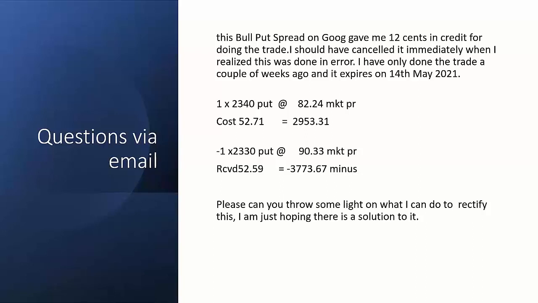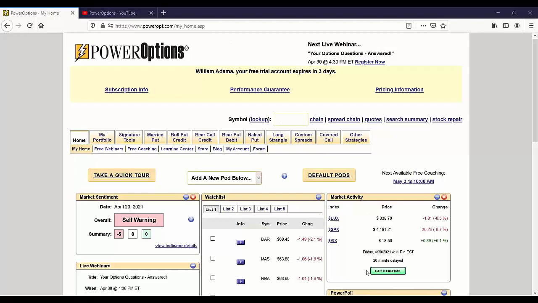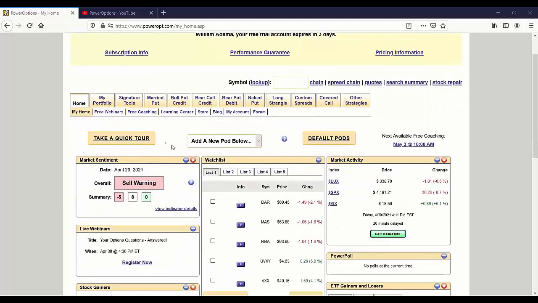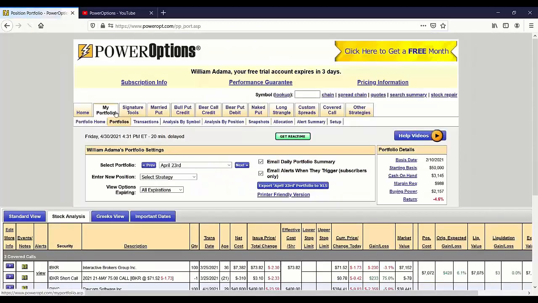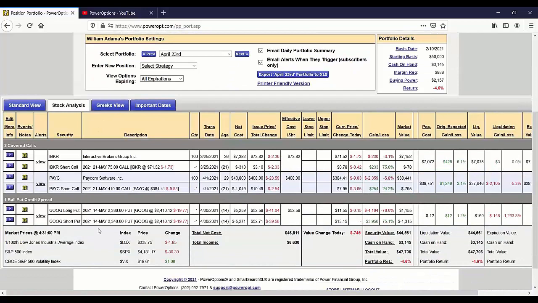Okay, here we go. Great. Okay, so taking a look now at Power Options, we're looking at the main home menu where we start on any trial account or subscriber account. To start, I'm going to go to the Portfolio Tools where we're tracking the position as entered. Here is Eileen's original bull put spread with GOOG now at 24.10.